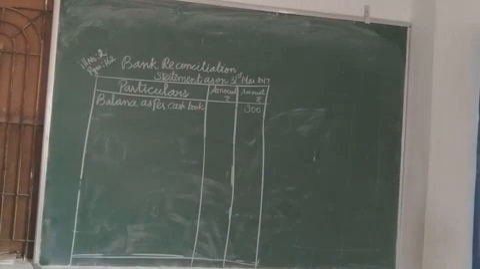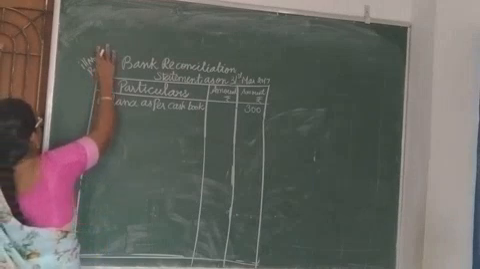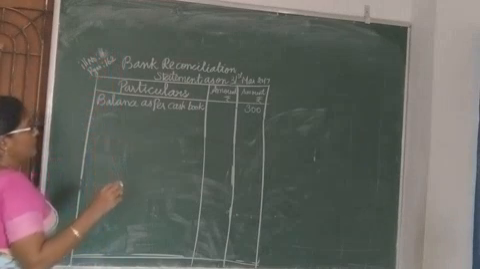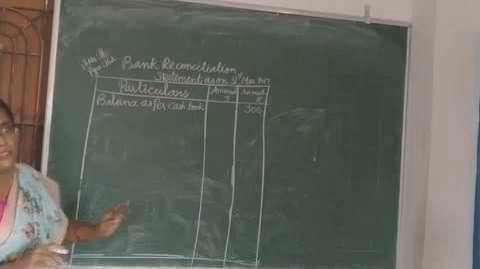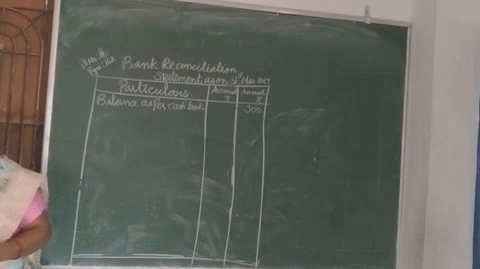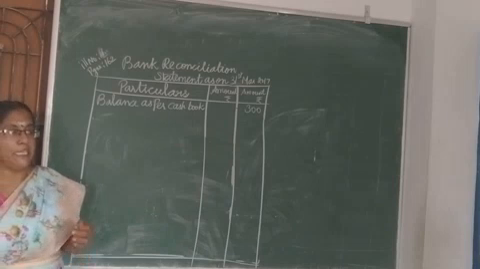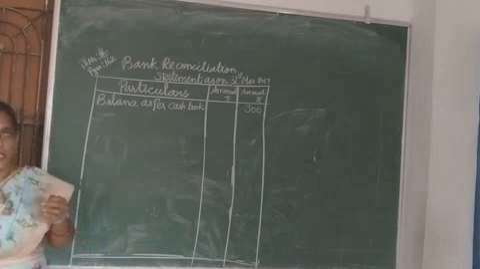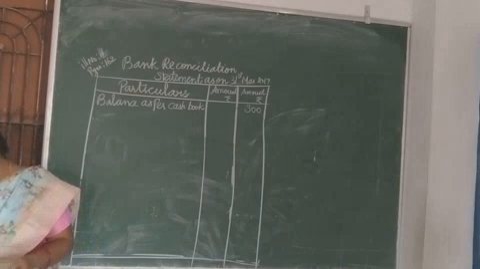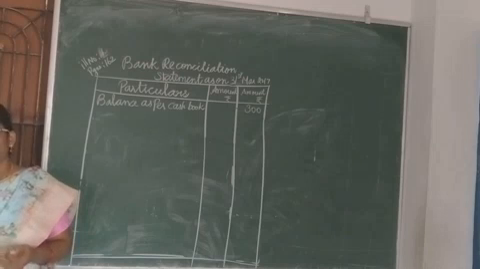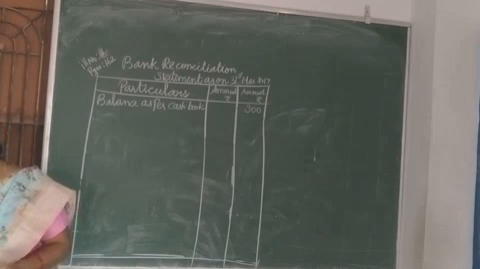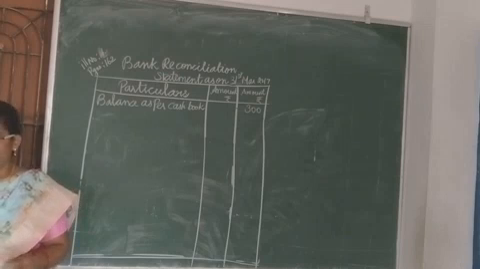Listen, illustration number 1, page number 162. I will explain the sum. From the following information, prepare bank reconciliation statement to find out the balance as per bank statement. Bank statement means, what is the meaning? Bank passbook. As on 31st March 2017, first one, check deposited but not yet collected by the bank.